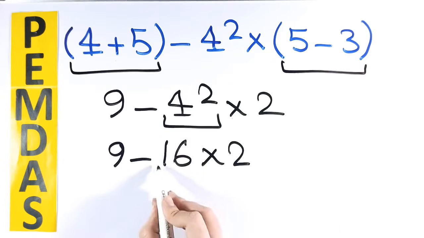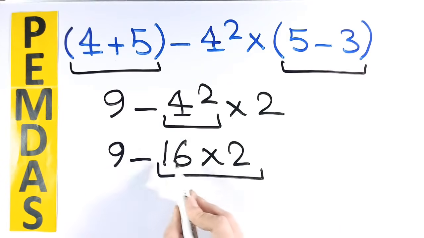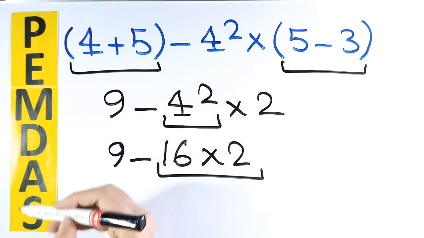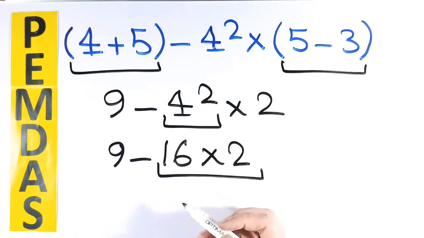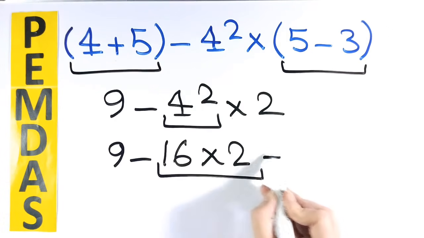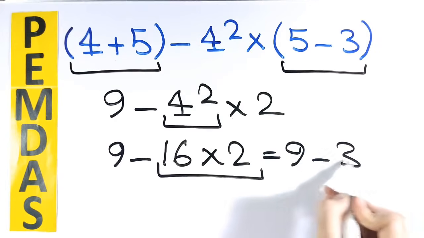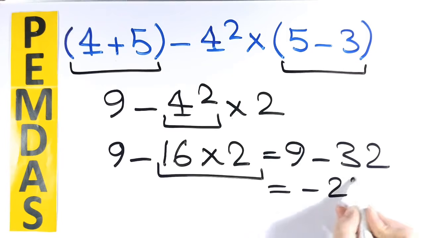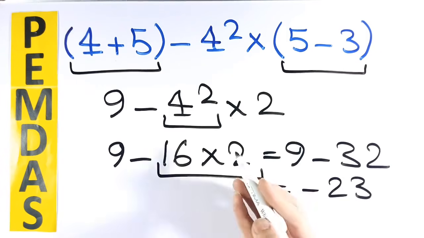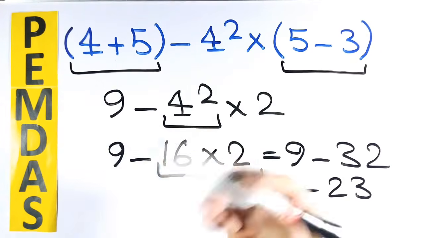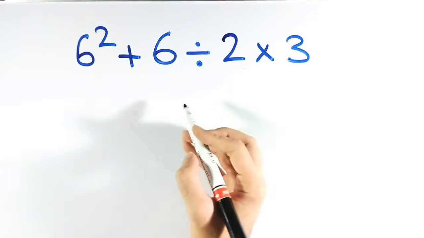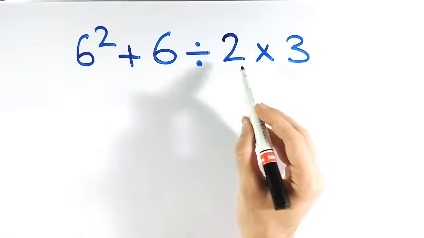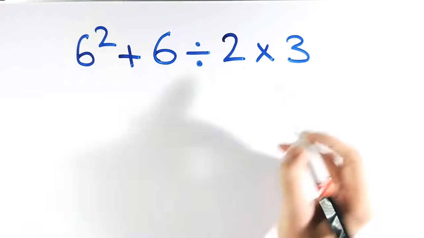And the final step, we go for the multiplication between 16 and 2 because multiplication has a higher priority than subtraction. So, we rewrite this expression as 9 minus 32, which finally gives us the answer negative 23. Okay, now let's solve the final math question together. What is the value of the expression 6 squared plus 6 divided by 2 multiplied by 3?